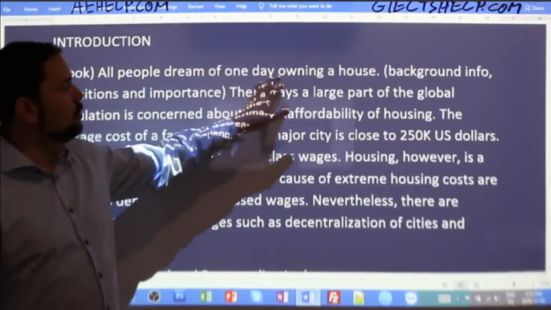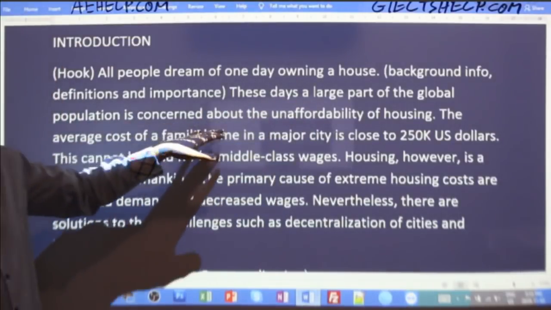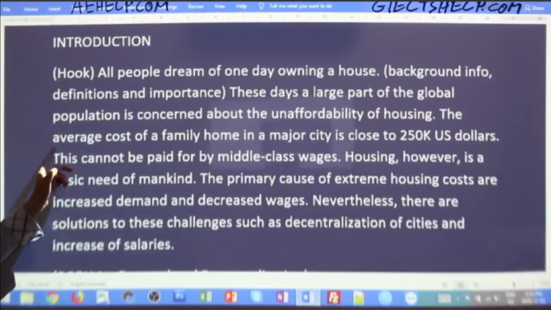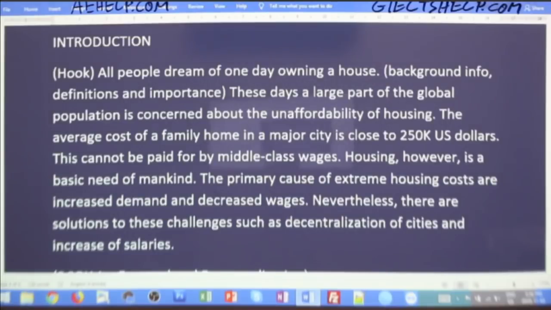All people dream of one day owning a house. These days, a large part of the global population is concerned about the unaffordability of housing. The average cost of a family home in a major city is close to $250,000 US dollars. This cannot be paid for by middle-class wages. Housing, however, is a basic need of mankind. The primary cause of extreme housing costs are increased demand and decreased wages. Nevertheless, there are solutions to these challenges, such as decentralization of cities and increase of salaries.